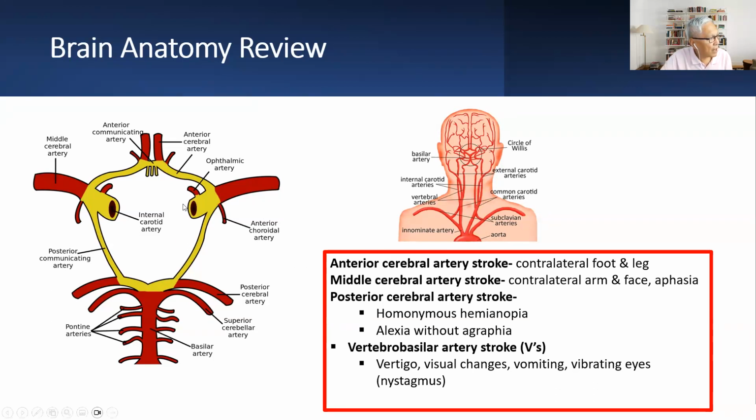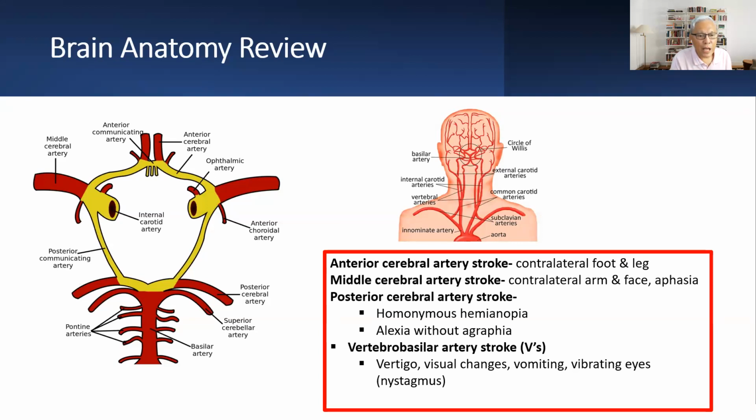But there are several other tributaries of these arteries, and I wanted to just look at the major ones. The anterior cerebral artery is going to be one that is commonly blocked, and therefore results in an anterior cerebral artery stroke.